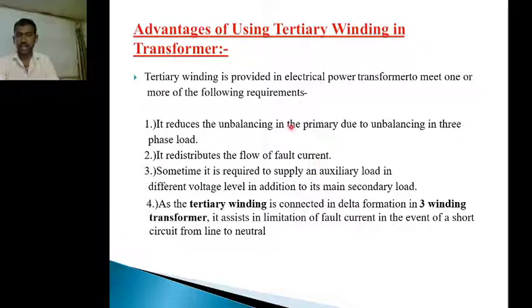It reduces the unbalancing in the primary due to the unbalancing in the three-phase load, and similarly it redistributes the flow of the fault current. The fault current will circulate in the delta connected tertiary winding only. Sometimes it is required to supply an auxiliary load at a different voltage level in addition to the main secondary load. If you want to have some auxiliary load, then that load can be driven by this tertiary winding. As the tertiary winding is connected in delta formation, the third harmonics and fault currents are also eliminated. I already told this in the previous video.